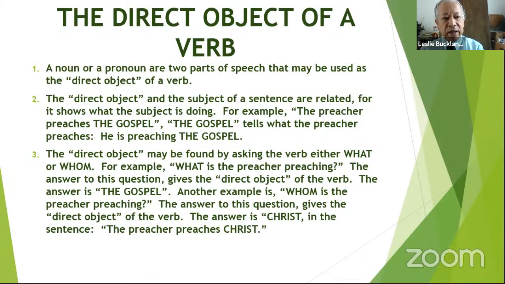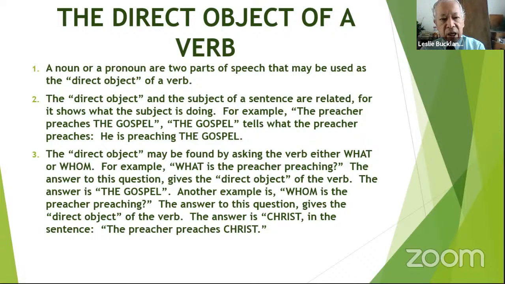Now, there are 2 ways of finding the direct object in a sentence. The direct object may be found, first of all, by asking the verb what. What is the subject of the sentence doing? The subject of the sentence, remember from the revision of the first lesson on parts of speech, part 1, may either be a noun or a pronoun, and the verb comes after that, which tells you what the noun or the pronoun is doing.